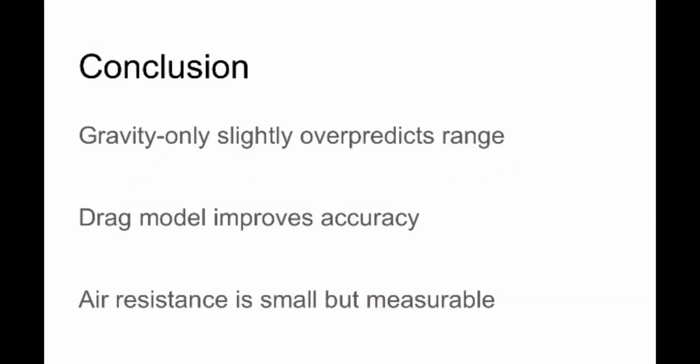So, in conclusion, the gravity-only model slightly overestimates the trajectory, and including quadratic drag improves agreement with the experimental data. So for the short flight, air resistance is present but relatively small compared to gravity.